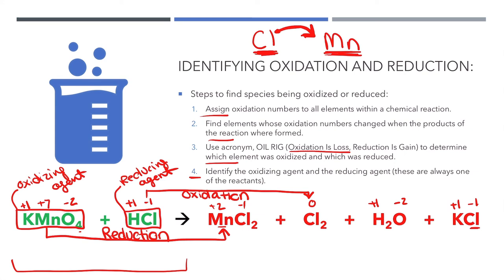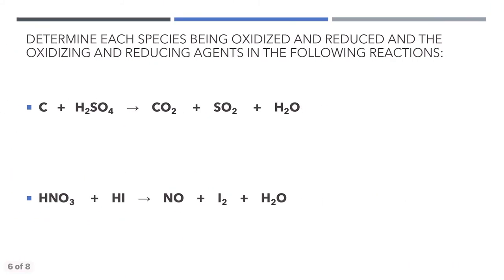All right, so let's go ahead and do a couple more examples. All right, so what we're going to do here is the same thing that we did on the other slide. We're just going to determine the species being oxidized and reduced. And then we're going to label the oxidizing and reducing agents in these two reactions.